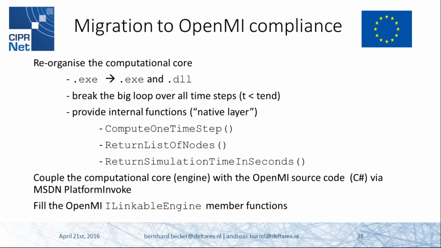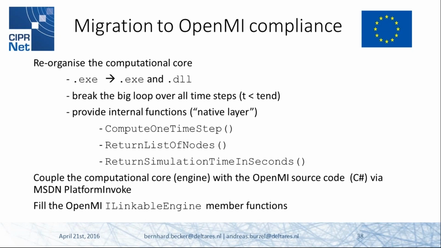So the first thing is to reorganize the computational core. If you have an executable, then you organize it in such a way that you have an executable that invokes a DLL, and this DLL can be equipped with the OpenMI interface. Then we need to break up the big loop over all time steps, if you have that.